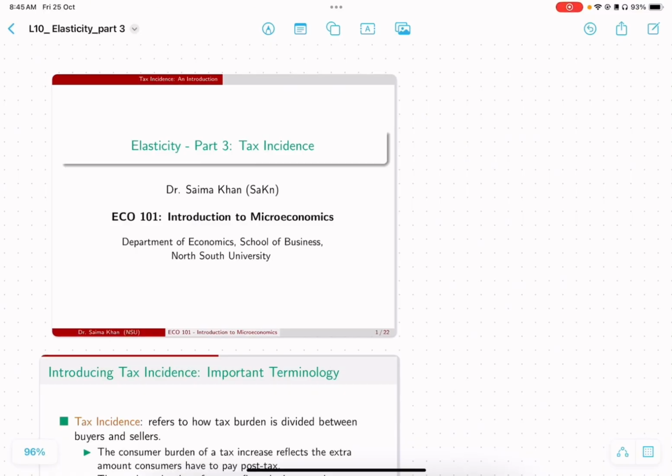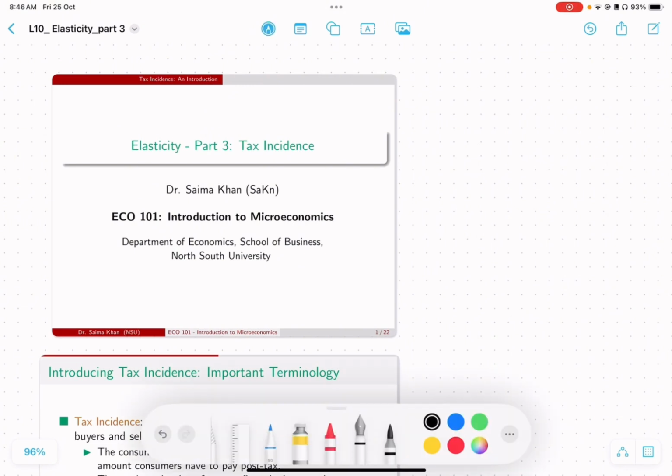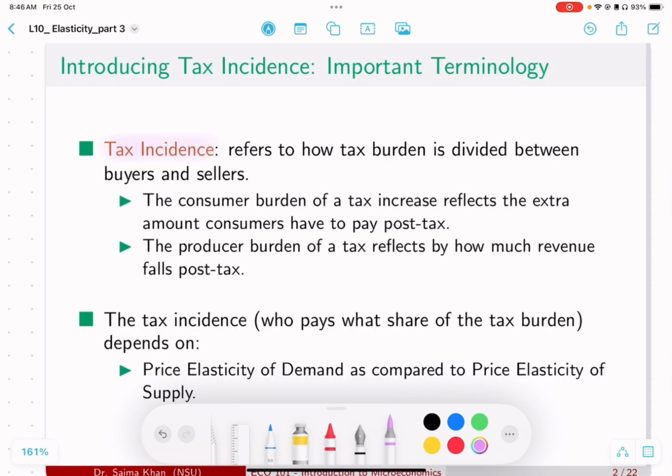In this video, we are going to look at one more application of the elasticities of demand and supply combined together. Specifically, we are going to be looking at taxes, and how whether demand is elastic or inelastic affects who pays a greater share of tax, the consumer or the producer. You will see the word tax incidence being used quite a bit.